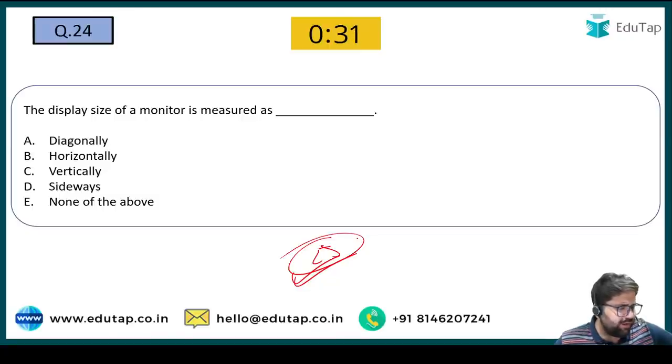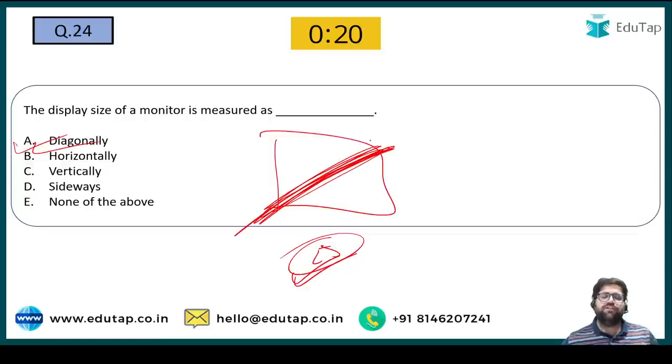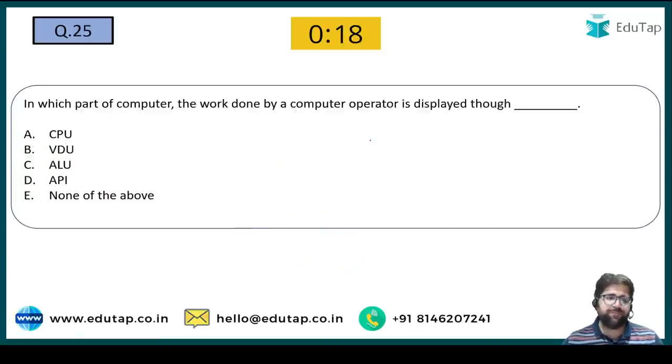Sajjad is also going with A. Vishal A, Harshal A. Each and everyone is going with A. So that's your correct answer. Remember, if this is your monitor, then this is my measuring length of the monitor. This is a very important component which you have to understand for the computer knowledge part.